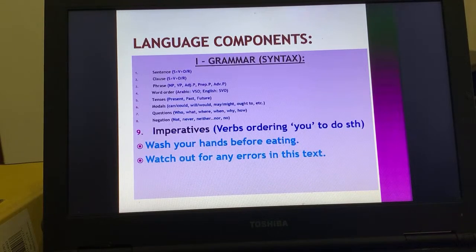Watch out for any errors in this text. انتبه لأي أخطاء في هذا النص. Drink a lot of water as it is hot here. اشرب الكثير من الماء فالجو حار هنا.